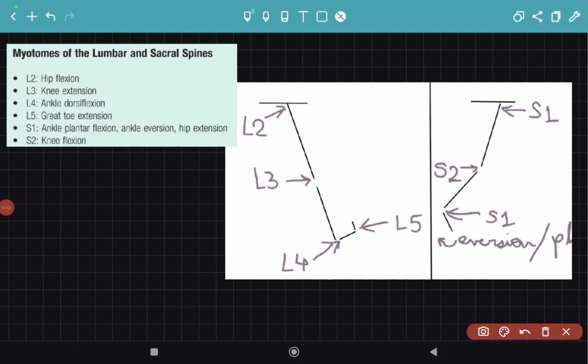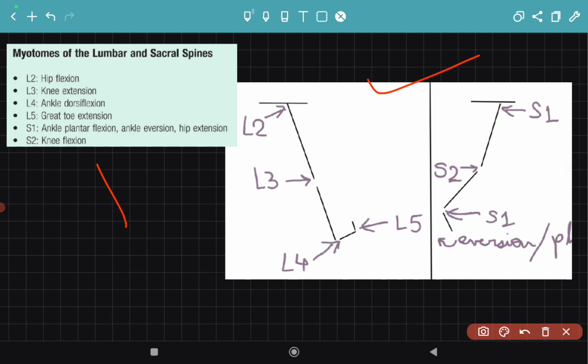So now one more thing, how to easily remember myotomes of lumbar and sacral spines. Based on the action, we can remember the myotomes, because to test those myotomes, we have to resist a particular action. Suppose hip flexion. If we are resisting hip flexion and we find weakness, then possibly the L2 myotome is involved in that case. So we need to remember. To remember it easily, you can rely on this diagram.